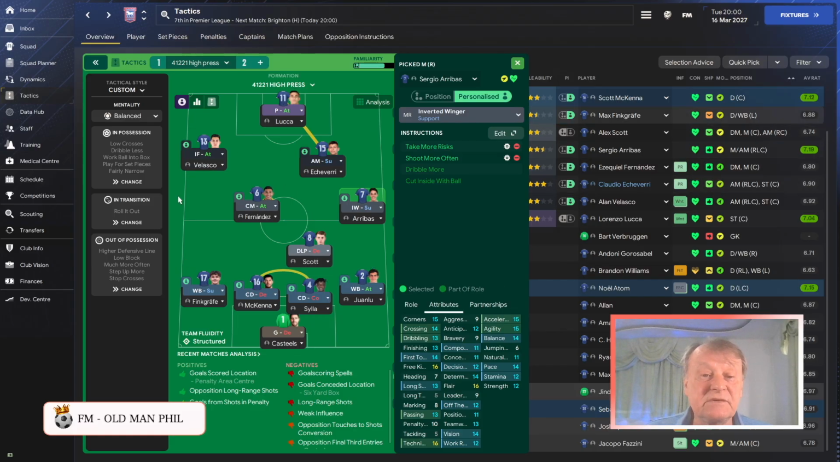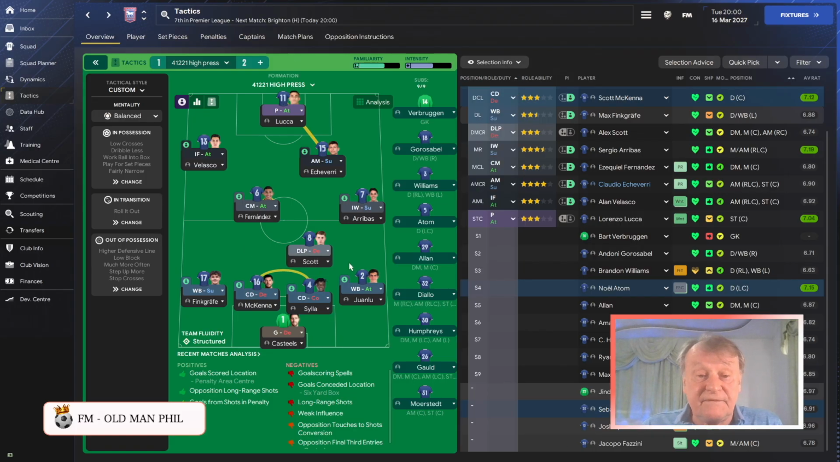I have taken most of these off. We did have a number of players in midfield and defence who were tackling harder. I've taken those off already. And so I think that should help in terms of our tackling and in terms of the amount of times that we win the ball.